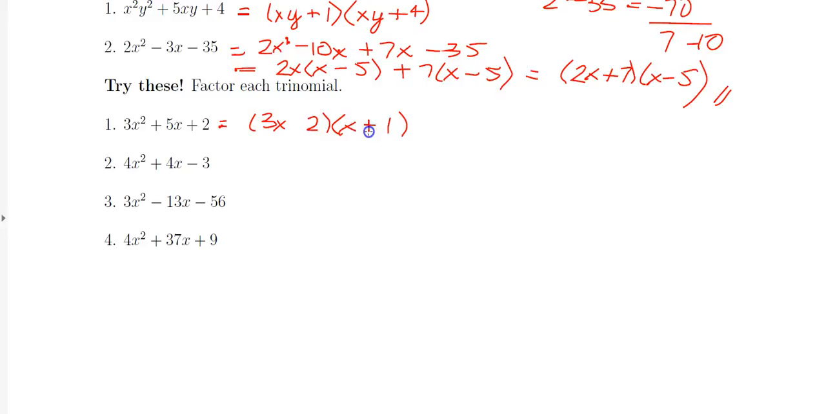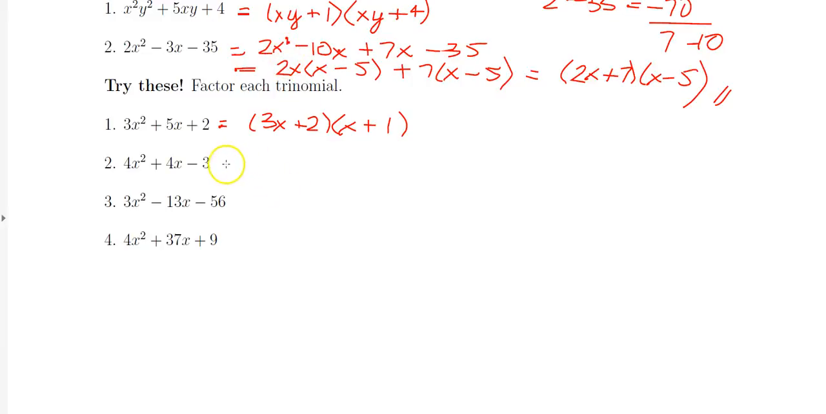So if we do the outers and inners, what happens? I get 3x plus 2x, which does give me the 5x. Okay? So sometimes trial and error is a good way to do these, but I want to show you factoring by grouping when the numbers get big. So in this second example, we want factors of negative 12 that have a difference of positive 4. Okay? So try these 3 problems, and I'll pause the video and come back and check your work.